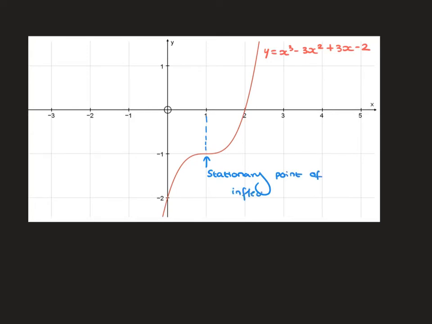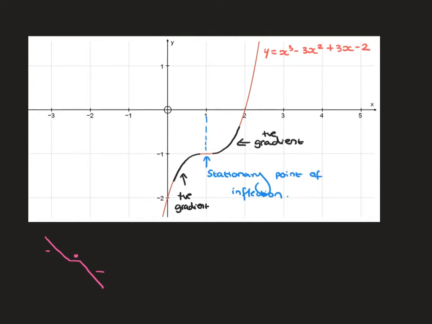Now, if you look at the gradient of the curve either side of this stationary point of inflection, you can see very clearly that here the gradient is positive, and after the stationary point, the gradient is still positive. And this is why we don't have a maximum or a minimum, and we call this a stationary point of inflection. Now, we could have had the situation where we had a negative gradient, and then a 0 gradient, and then a negative gradient. So stationary points of inflection can be mirror images of the one that we can see in this particular curve.